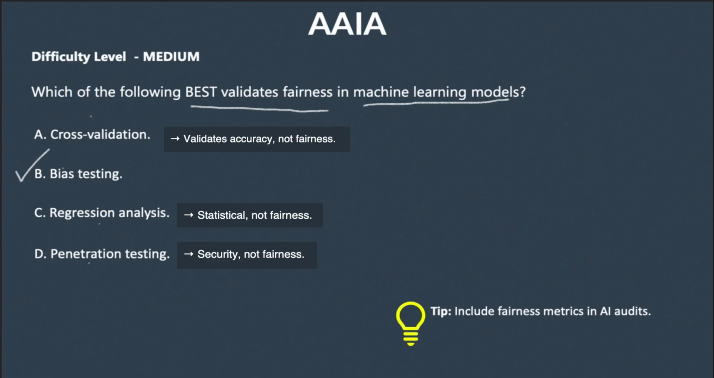So that leaves us with option B, bias testing, which directly checks for fairness. In one project, fairness testing revealed hidden bias in credit scoring. So here's a tip for you. Include fairness metrics in AI audits. I have used fairness dashboards to convince management of bias risks.